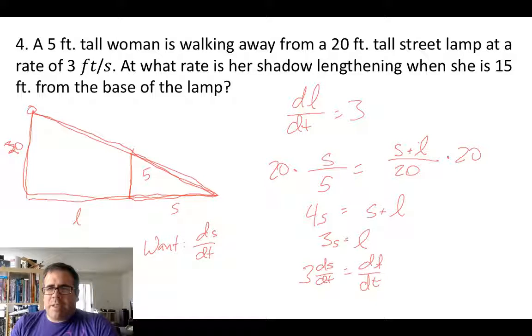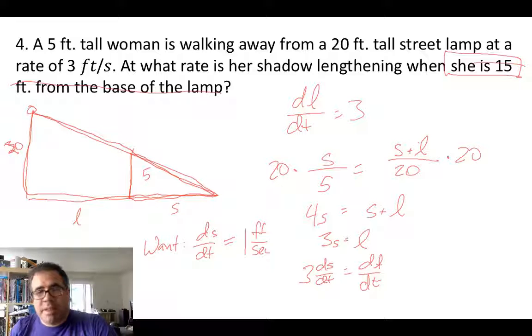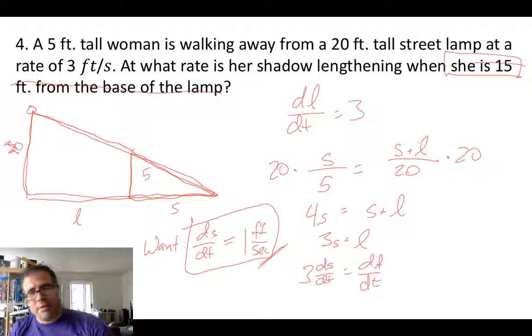We know dL/dt is 3, and so 3 equals 3 times dS/dt, so our dS/dt is equal to 1. If we want to put in some units, we'll say feet per second. We never actually needed this bit when she is 15 feet from the base of the lamp. Completely irrelevant in this case. Sometimes that happens. Sometimes you have extra stuff in the problem. No big deal.